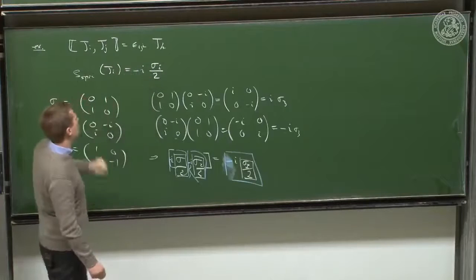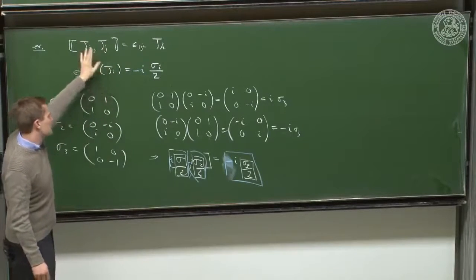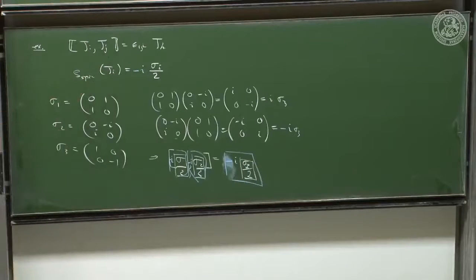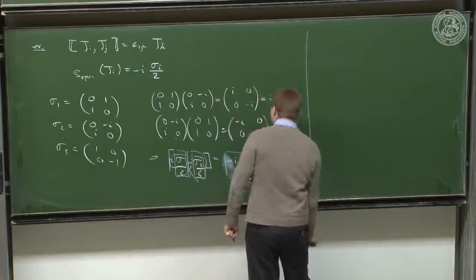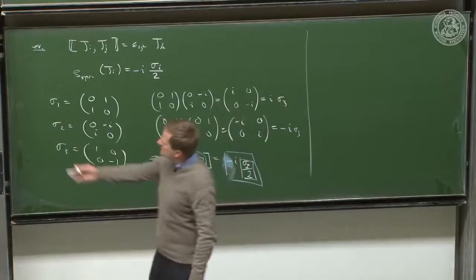But we can always arrange for this. So I chose this, it's a rotation algebra, so we'll stick to this. This would be the spin representation. And now we calculate the Casimir operator of the spin representation. So this again works precisely like this.